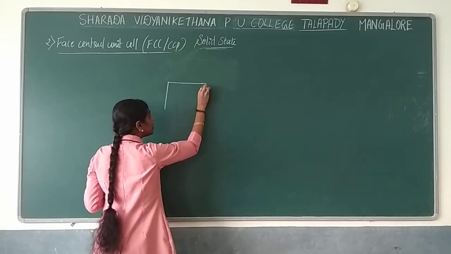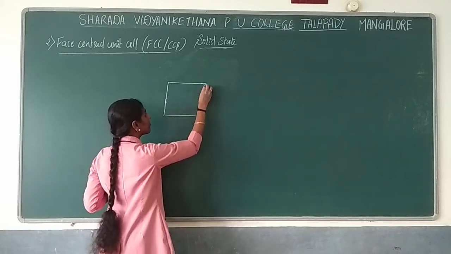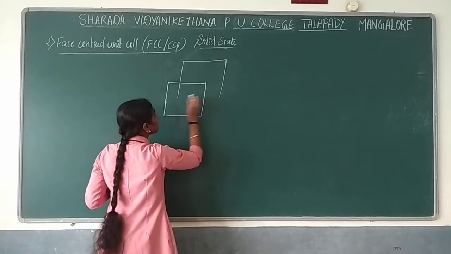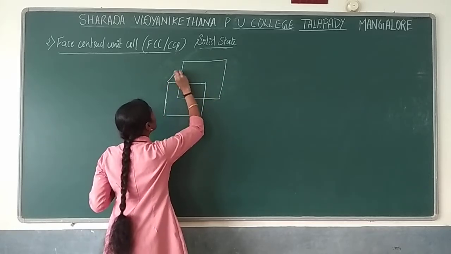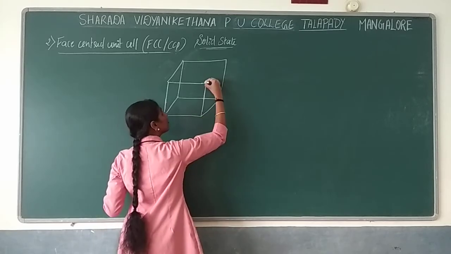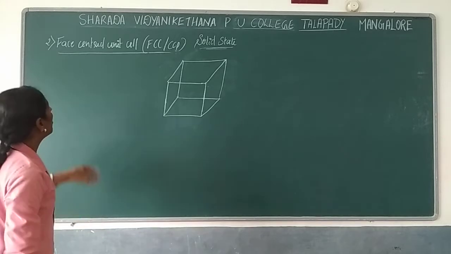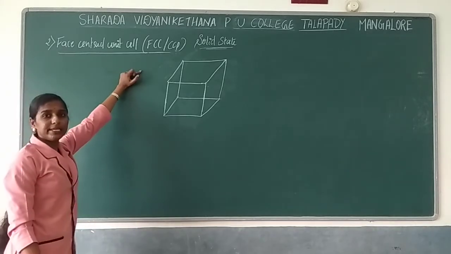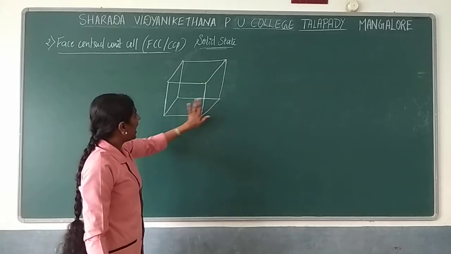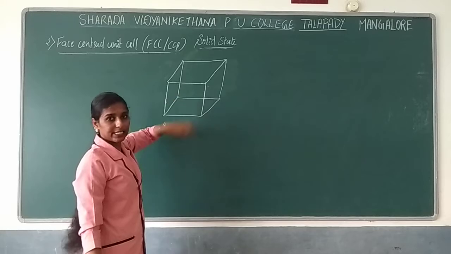Those who are finding the diagram difficult, draw with me. Some students find it difficult to draw a cube also. It is compulsory that you have to learn. Okay. So face-centered means what? The particles will be present in all the corners. Along with that, each face will have a particle, right?